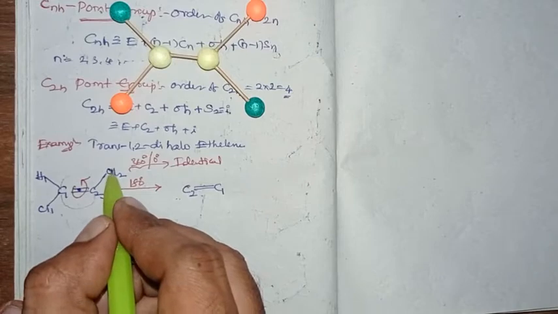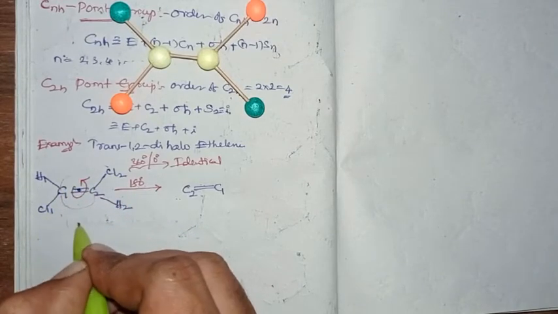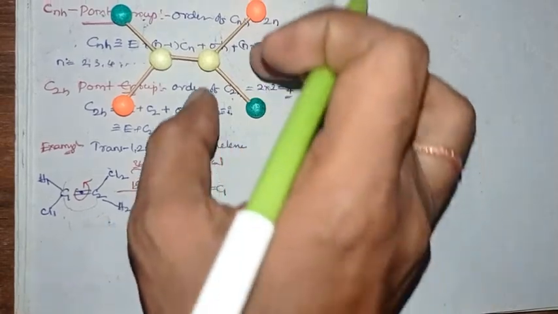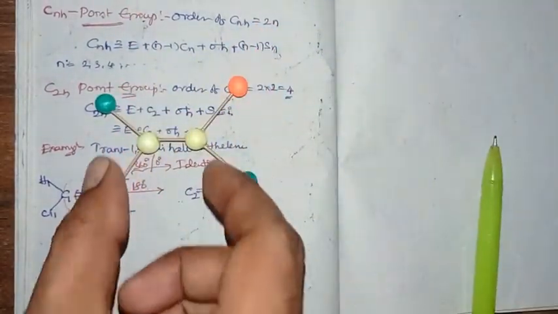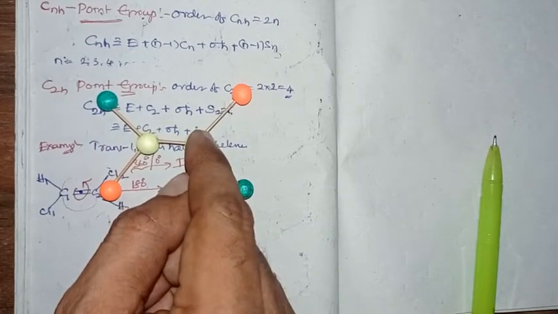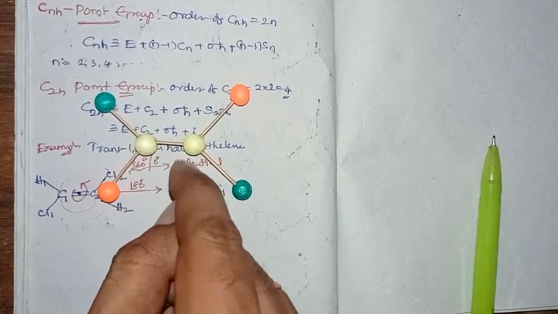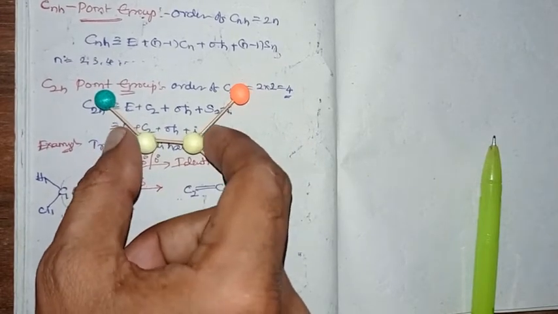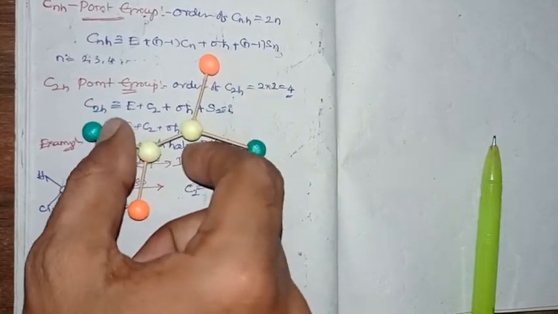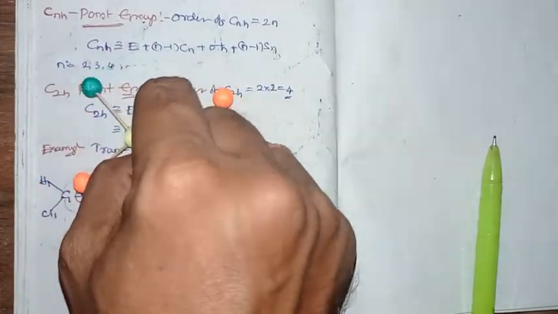When it is rotated, chlorine 2 gets the position of chlorine 1 and chlorine 1 gets the position of chlorine 2, right? So for a rotation of 180 degrees, carbon 2 should go to the carbon 1 position and carbon 1 should get to the carbon 2 position, right?